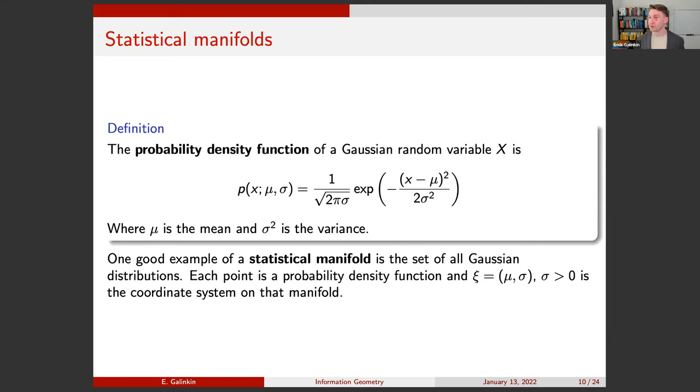So that makes the set of all Gaussian distributions a statistical manifold, right? Which is so cool because you have an XY coordinate system on your manifold. So if you want to ask, how far is my Gaussian distribution away from another Gaussian distribution, you can compute that metric, right? Which I think is really exciting. That was the first thing that made it clear to me, right? That there is this geometric notion.